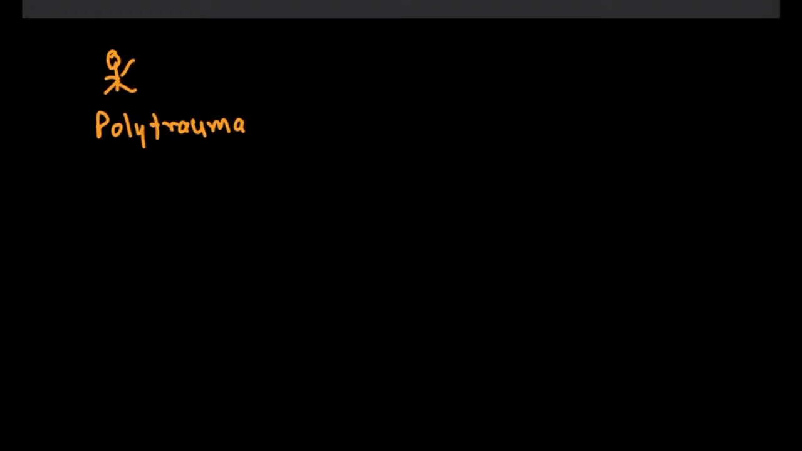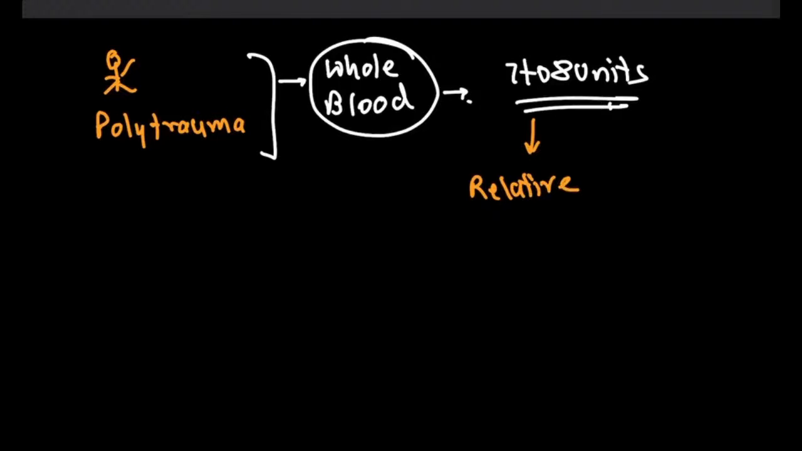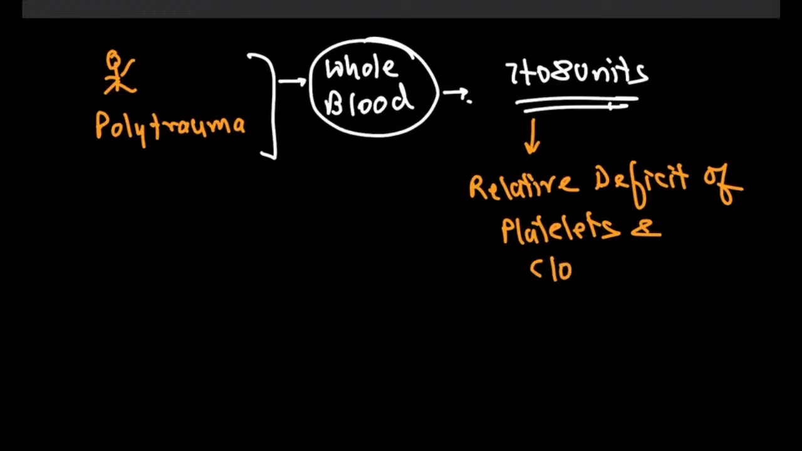Earlier we did not have this particular concept, and what we did was we went in for a blood transfusion. Obviously we want to go in for a blood transfusion. The earlier mindset was, okay, let's give whole blood because the patient is losing whole blood. If you start replacing the fluids with whole blood, and let's say this patient is requiring 7 or 8 units of blood, because of this, what is going to happen? There will be a relative deficit of platelets and clotting factors.